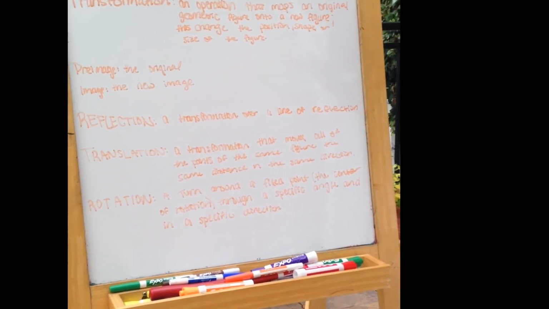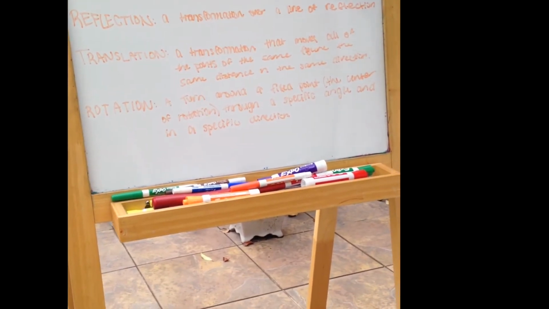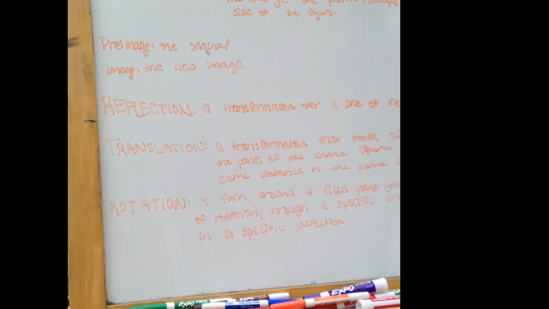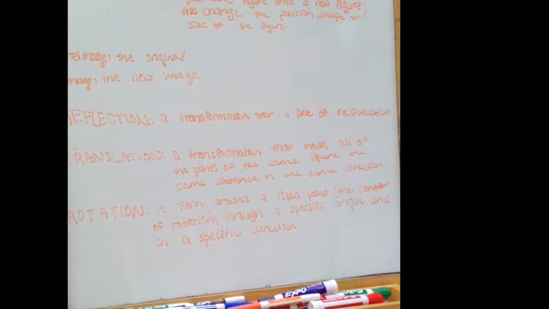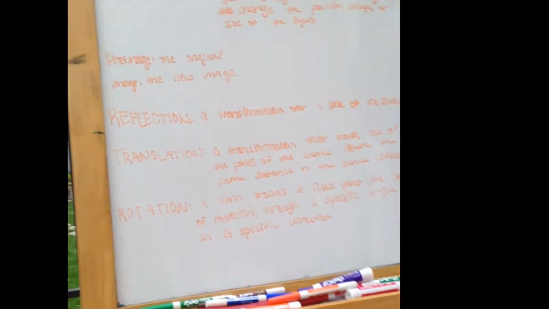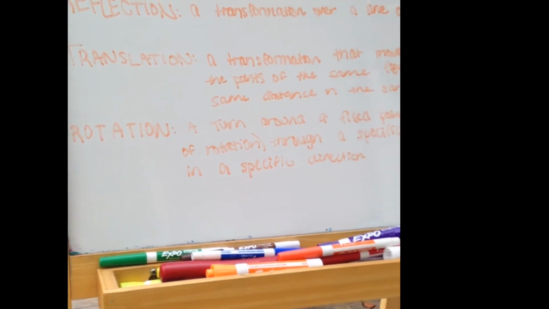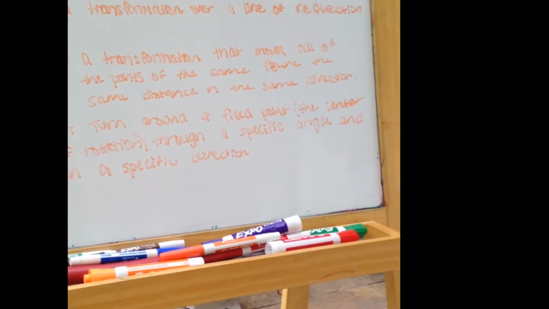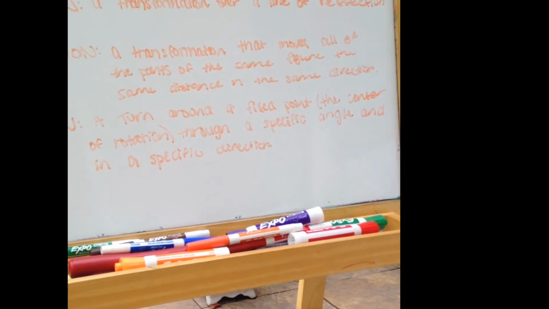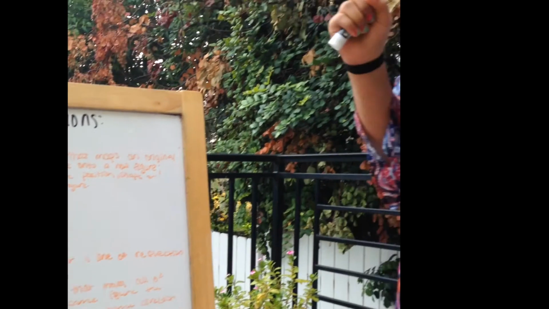So there are 3 types of transformations. There's a reflection, which is a transformation over a line of reflection. There's a translation, which is like sliding, so a translation that moves all of the points of the same figure in the same direction, the same amount of distance. The final transformation is a rotation, which is a turn around a fixed point, which is the center of rotation, through a specific angle and in a specific direction.